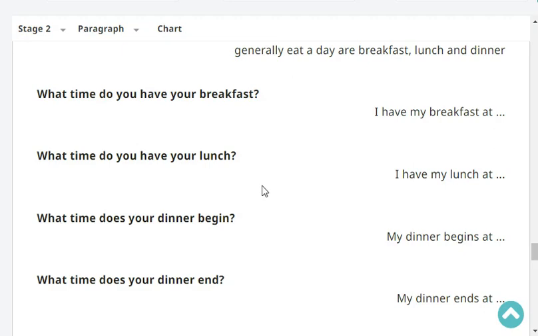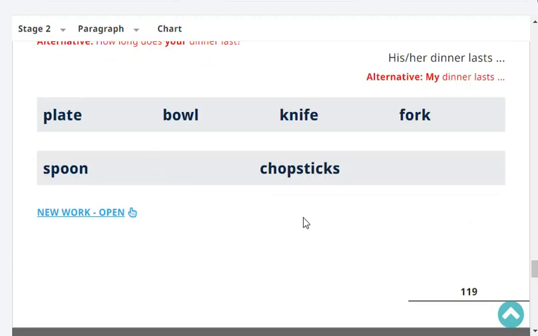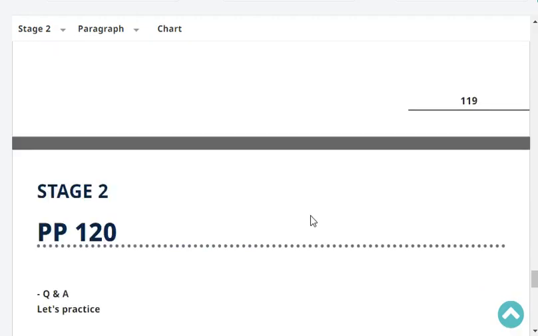How long does her dinner last? Her dinner lasts 1 hour. Plate, bowl, knife, fork, spoon, chopsticks. What do we eat our food from? We eat our food from a plate or bowl. What do we eat our food with? We eat our food with a knife, fork, and spoon, or with chopsticks.